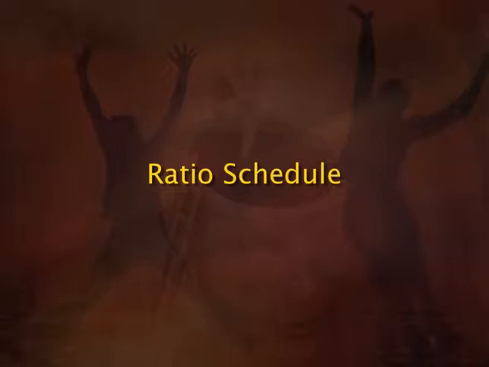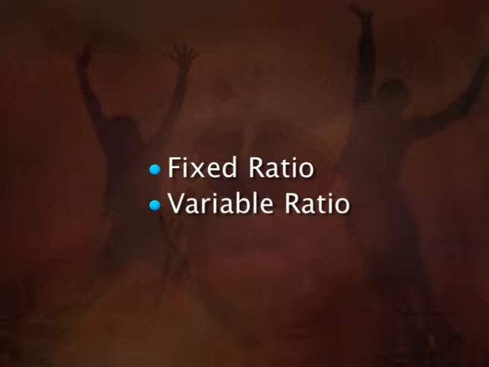Coming to ratio schedule. Ratio schedule requires a certain number of operant responses to produce the next reinforcer. For example, it might be 10 responses, 5 responses, 15, or 8, but it's totally based on responses and not time based, unlike interval. Now coming to ratio, there are two types: fixed ratio and variable ratio. With fixed, you can always make a prediction. With variable, you cannot make a prediction because you don't know when that person will reinforce. With fixed, you know when that person will reinforce.